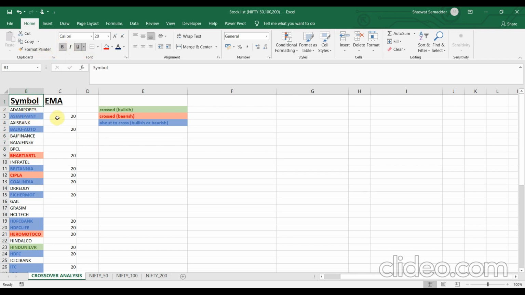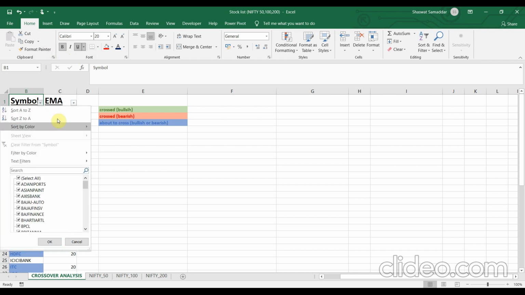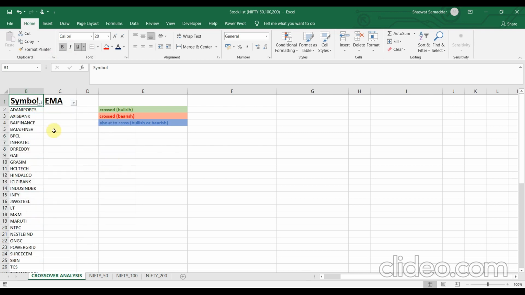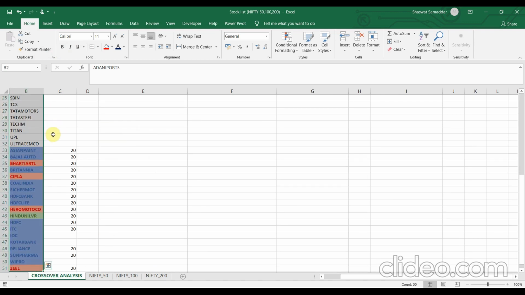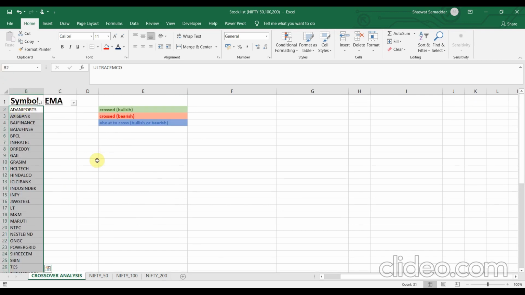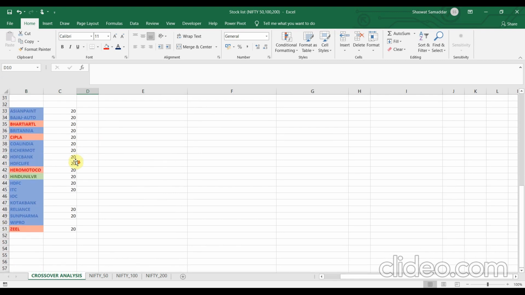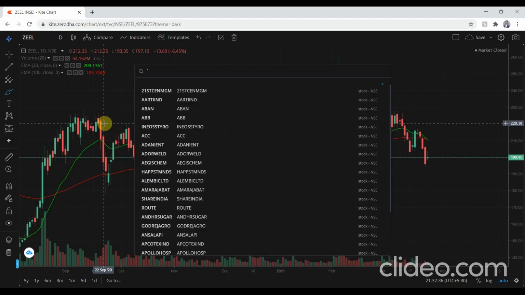So let me just apply a filter, and I want only the colored stocks. Okay, I'll select all the no-fill stocks and I'll just delete them. Sorry. Okay, so these are the only stocks for which I will be checking the 50 and 200 EMA. I'll write 50 here. So the first stock is Asian Paints.